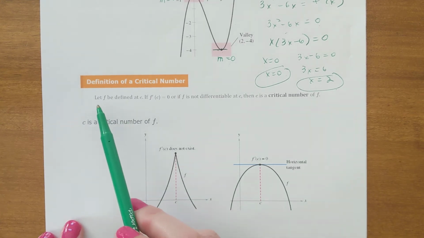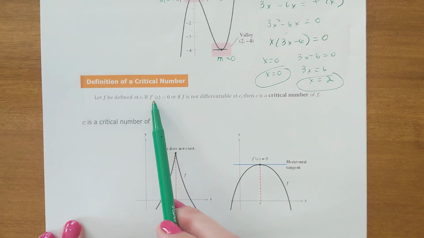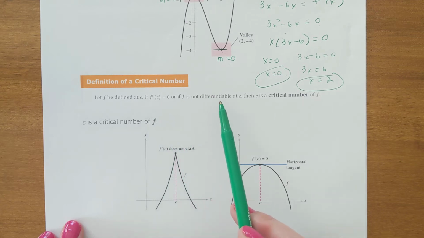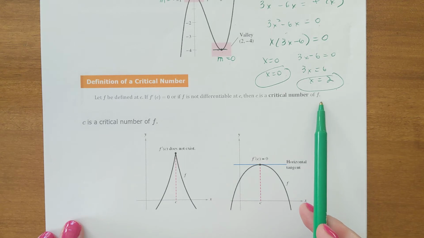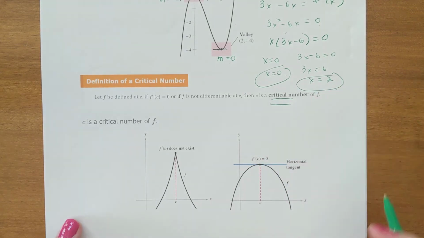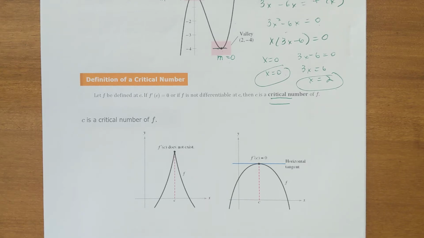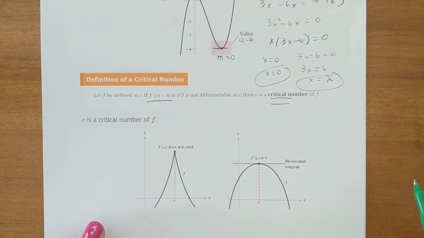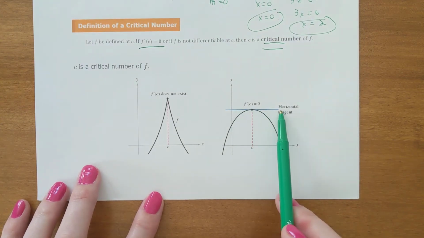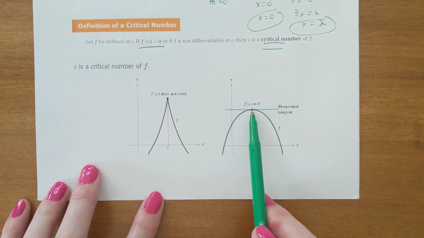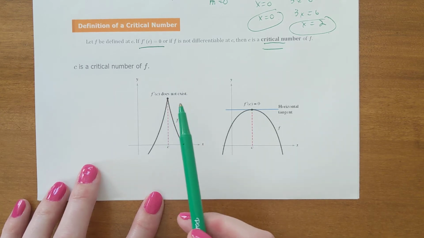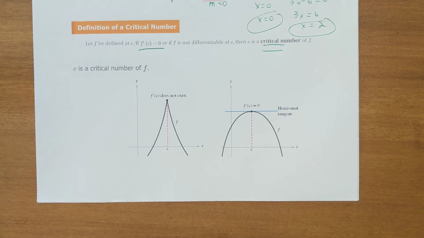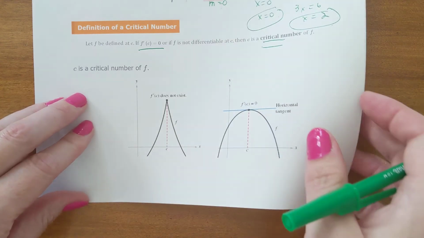So here's the first definition. Let f be defined at c. If f prime of c is equal to 0, or if f is not differentiable at c, then c is a critical number of f. So that's important. It goes here through the next few sections, the thoughts about what a critical number is. A critical number is, again, when the first derivative is equal to 0, or where the first derivative is undefined. So again, the first derivative is 0 when the slope is equal to 0. It's going to be a max or a min. Or if it comes to a point, or possibly there's not even a point there, if there is no f of c, then it doesn't exist and you can't find what f of c is. So it has to exist.